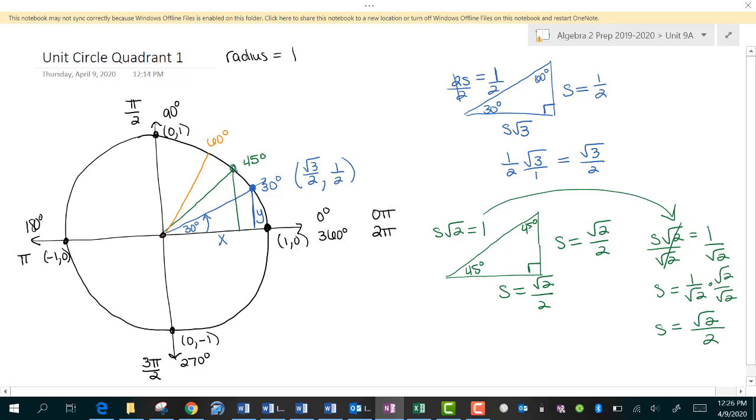So if I want this coordinate point back on my unit circle, well, I went to the right, root 2 over 2, and then I went up, root 2 over 2. So that means this is root 2 over 2, comma, root 2 over 2.